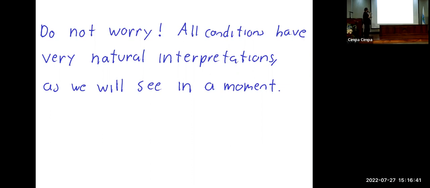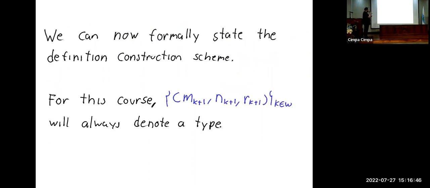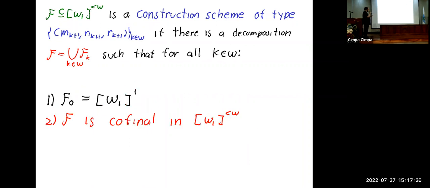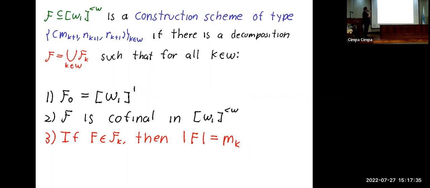Okay, so now we can state the definition of construction scheme. Just to avoid repetition, every time I write this it will always be a type. So what is a construction scheme? It is a construction scheme of some type. It's a collection F of finite subsets of omega_1, which has a decomposition F as the union of F_k with k in omega, such that we start with all points, all singletons. I want it to be cofinal. Now, here is the first one. If F is in F_k, then it has size m_k. So this is the first number here. In particular, all the guys in the page are the same size. If I pick any two, the intersection is an initial segment of both.